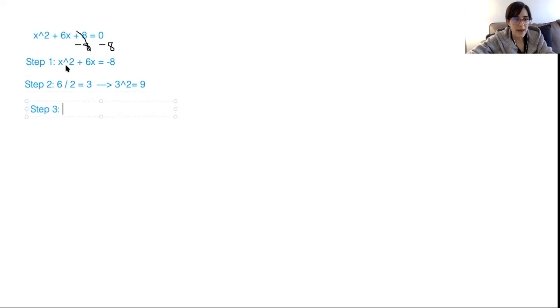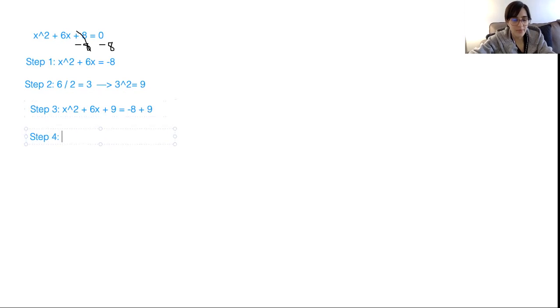Okay, so step 3. My next step, I'm coming back up to the equation I had before, x squared plus 6x. Now in step 3, I'm going to take whatever number I got from squaring in step 2 and add it to both sides. So I'm going to add my 9 here, and then I had negative 8 here. I'm going to also add that 9 here.